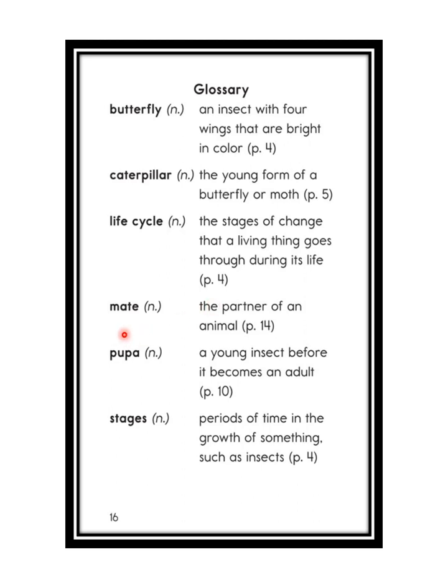Mate. That's the partner of an animal. We'll learn about mates on page 14. Pupa is an insect before it becomes an adult. We'll talk about that on page 10. And the last vocabulary word is stages. That's the period of time in the growth of something such as insects. And we'll read about that on page 4.